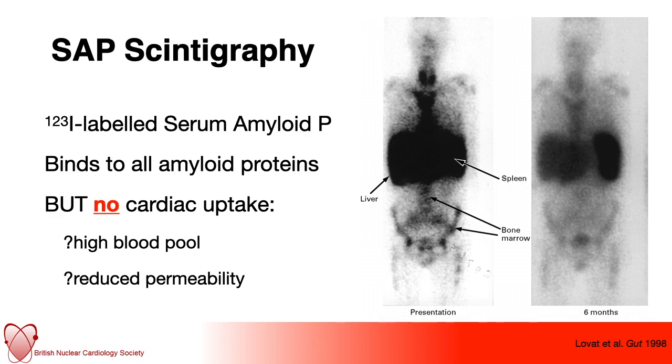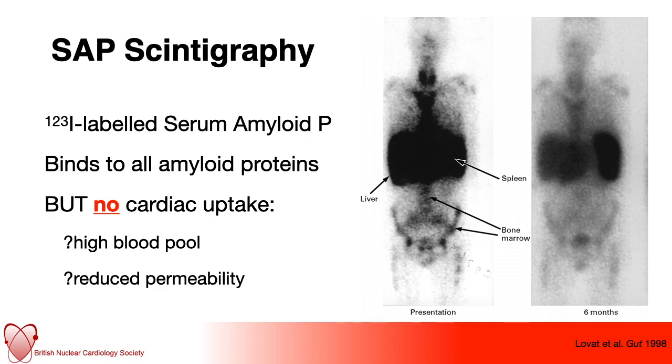And this binds all types of amyloid. Unfortunately, we don't see any cardiac uptake. And the thought process is this 127 kilodalton SAP molecule can't pass through the non-fenestrated endothelium of the myocardium. It also doesn't provide a visualization of gut uptake or nervous system uptake or indeed skin uptake, but is very good at picking up amyloid deposits within the liver, even before liver function tests are deranged. Kidneys, spleen, adrenals, and sometimes bone marrow uptake can be identified. And bone marrow uptake is actually quite specific for AL amyloidosis.